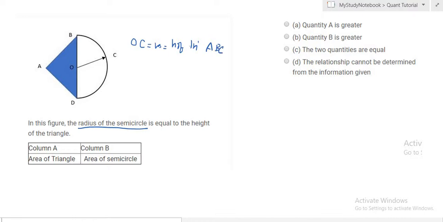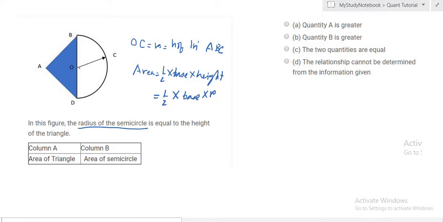Because we have to find out the area of the triangle and the area of the semicircle, and then compare and be able to say whether any of them is bigger or equal, or if there is not enough information to tell that. So we know that the area of a triangle is half into base into height. We already know the height, which is equal to the radius of the semicircle, and we have to find information for the base.